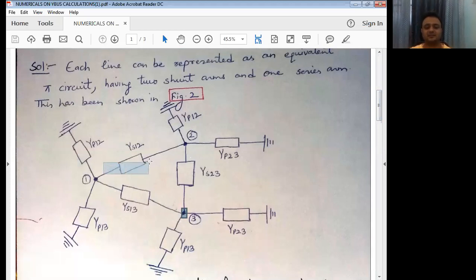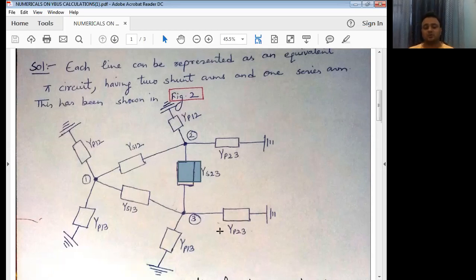Just interconnect the series admittances between the nodes. This is the series admittance between first and second bus or first and second node. Series admittance between second and third bus. Series admittance between first and third bus or first and third node. Okay. With respect to these points, there will be shunt elements also. So at this point, that is YP12, at this point, that is YP13, at this point, YP12, again YP12, at this point, that is YP23, again this point YP13, and again this point YP23.